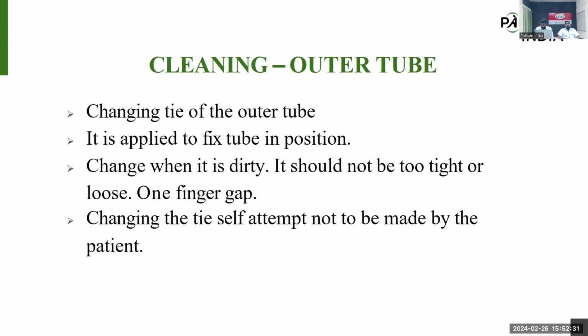This tie or ribbon is applied to fix the tube in position. Change it if it is very dirty. After changing the tie and tightening, it should not be too tight or too loose. They need to maintain one finger gap after tying, because if too tight it will cause the cuff, and if too loose there is a chance the tube will come out. So for changing the tie also, a self attempt can't be promoted; it can only be changed with the support of another person. Next.